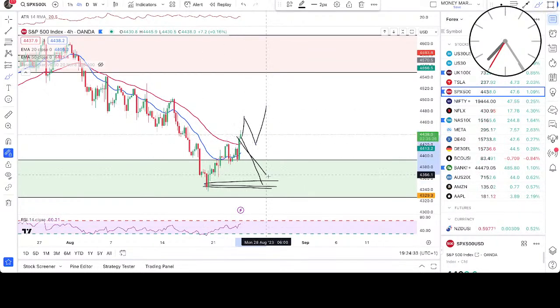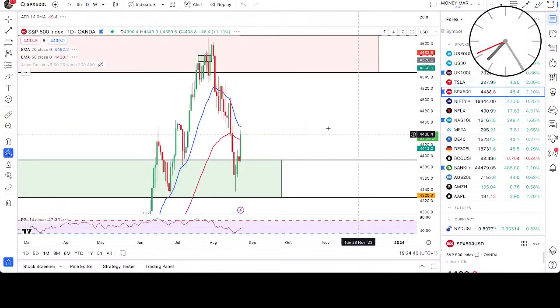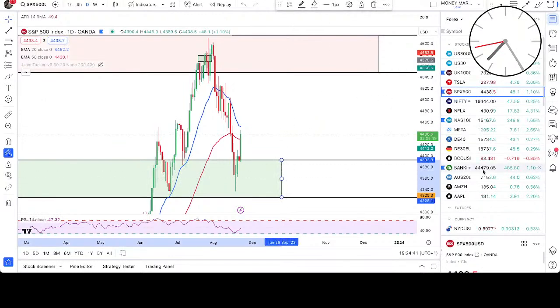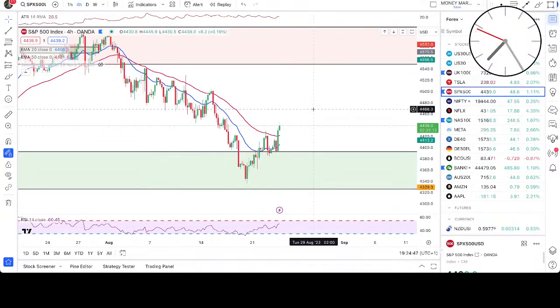Double bottoms will be if we have a dramatic fall back in the zone. The zone is 43.26 goes to 43.92. This is a zone I've sent to the members as well. So if you're a member, you should have these zones on your charts.